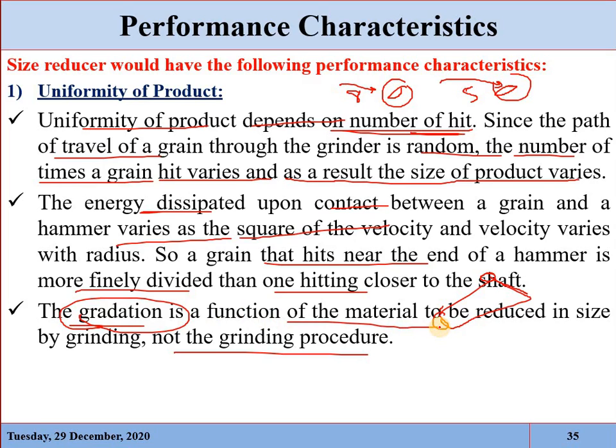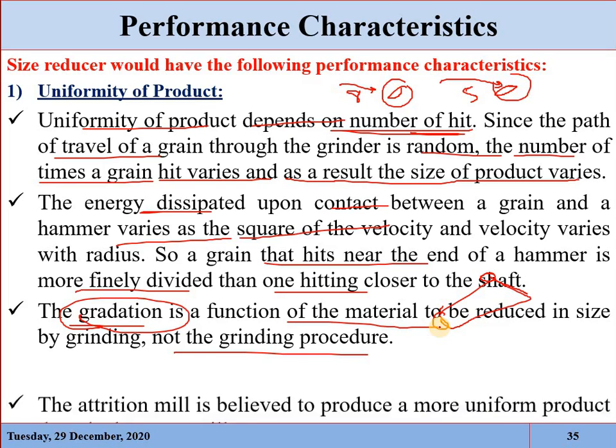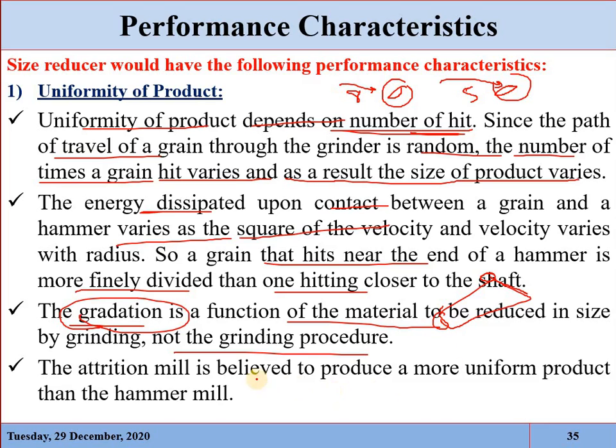So we can say that dry material will be more uniformly reduced as compared to fibrous material, because fibrous material has some moisture content, so it cannot be properly and uniformly reduced. The attrition mill produces a more uniform product than the hammer mill, and that is also an advantage of the attrition mill, that it produces a uniform product.